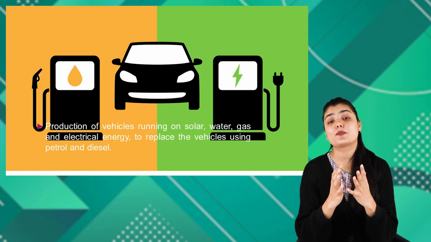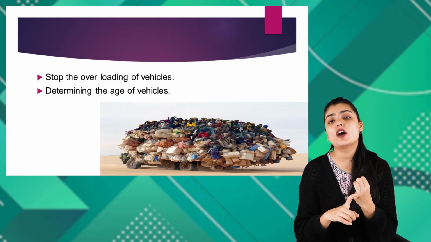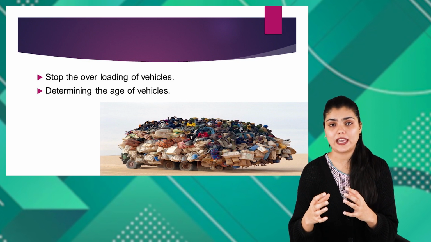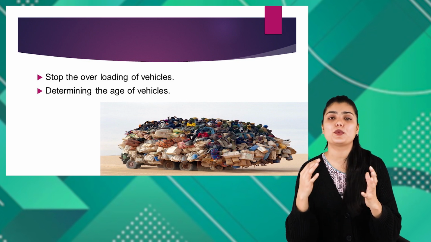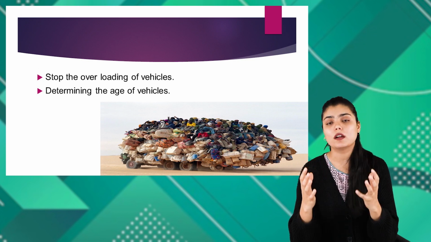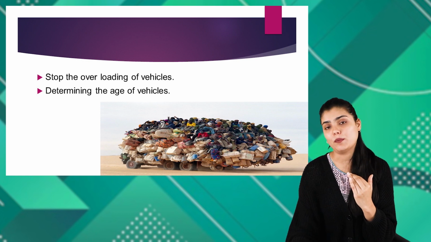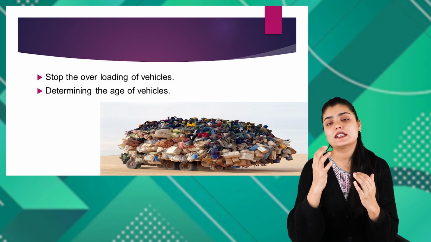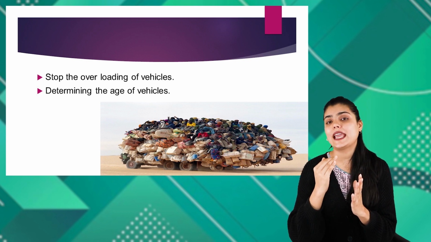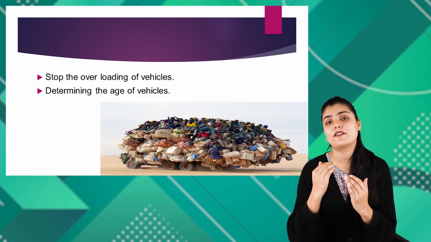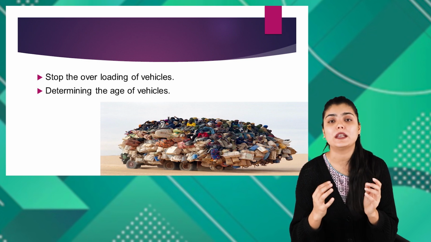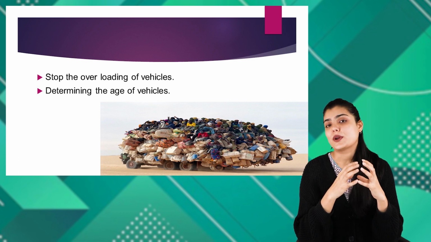Other things under primary control include stopping overloading of vehicles and testing or determining the age of the vehicle. When we use a car for a certain period of time, the vehicle will start to emit a lot of smoke into the atmosphere, into the air, which will cause air pollution. Therefore, the vehicles used by people must be maintained over a period of time, and we have to determine the age of the vehicle to see that it is not causing a lot of air pollution. All of those are under primary control.